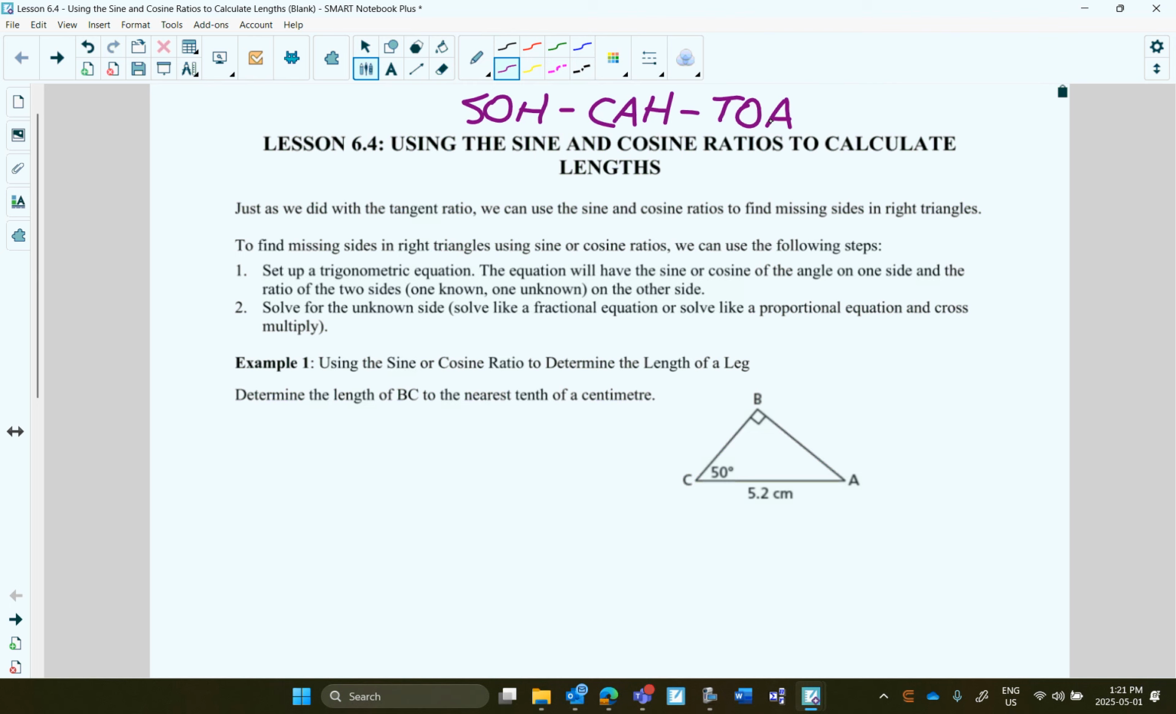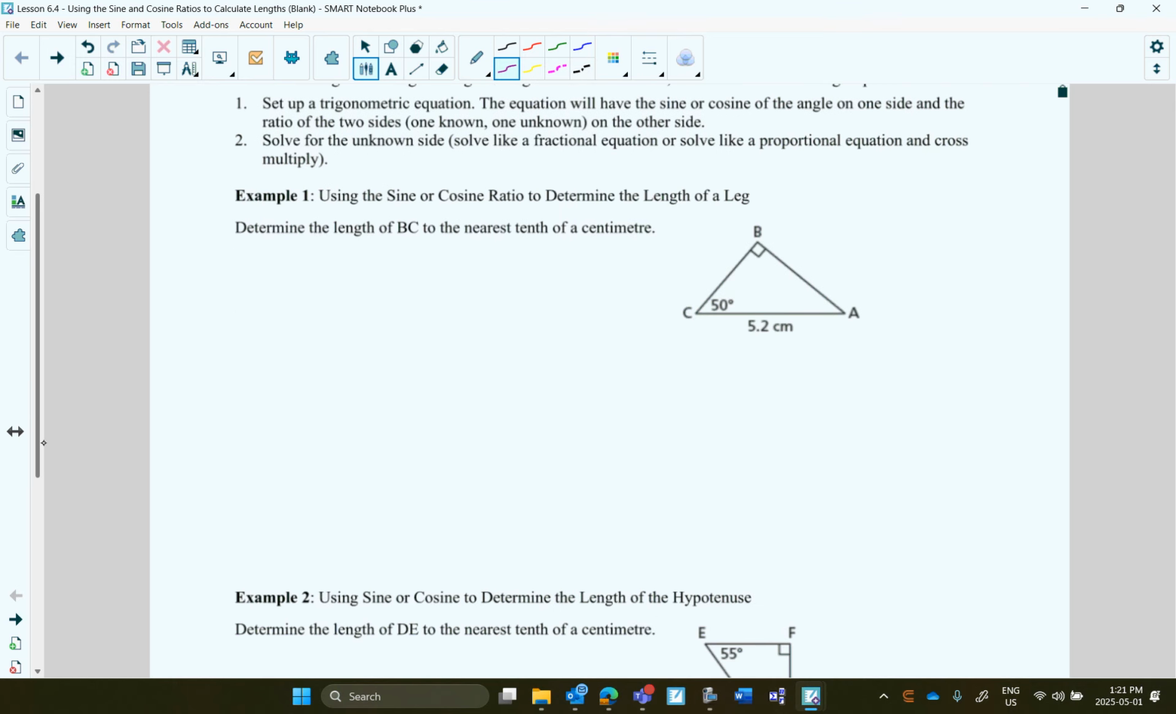Because you're going to start seeing triangles where you've got to figure out which one of the three it is. And then you've got to figure out whether you're finding an angle or whether you're finding a side. So let's just do some examples.